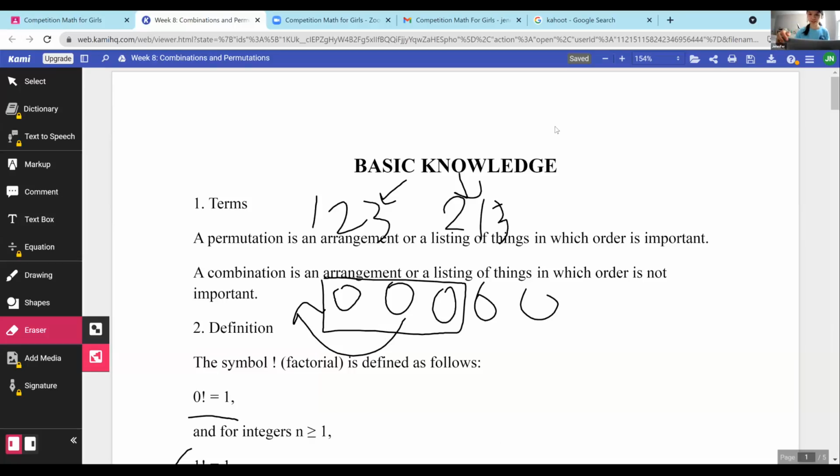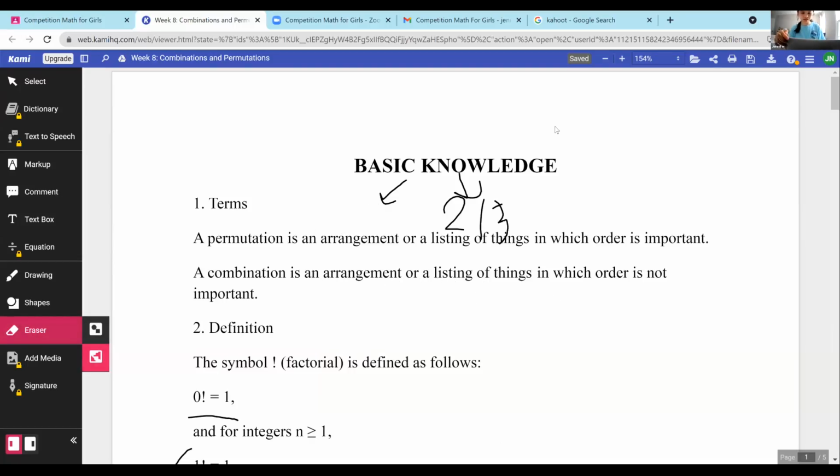Okay. So we're going to go over what permutations and combinations are. Perhaps you may or may not have heard of them, and there are two very important ways to count in math.